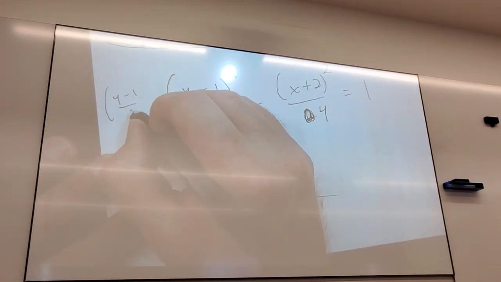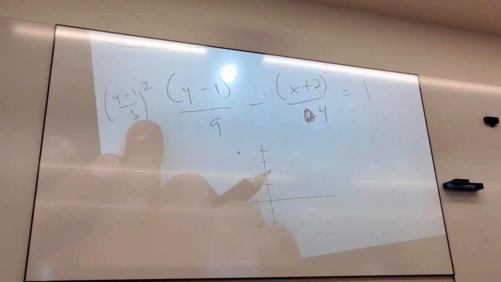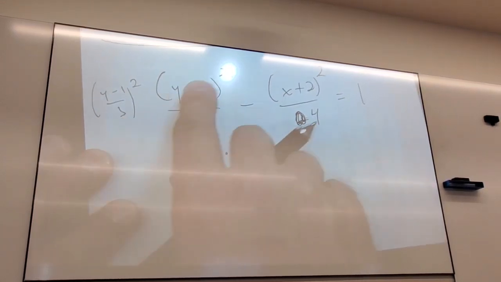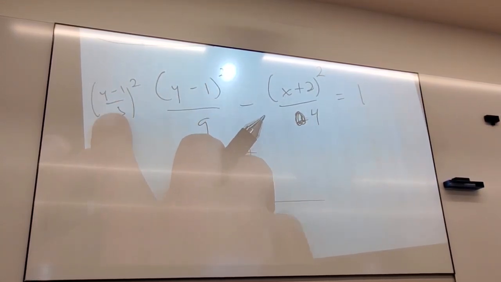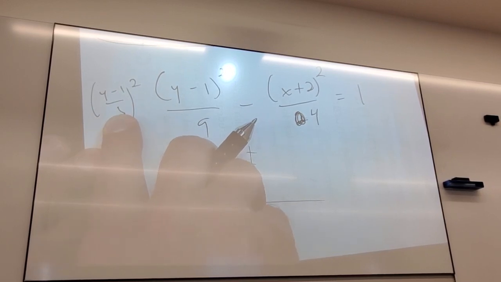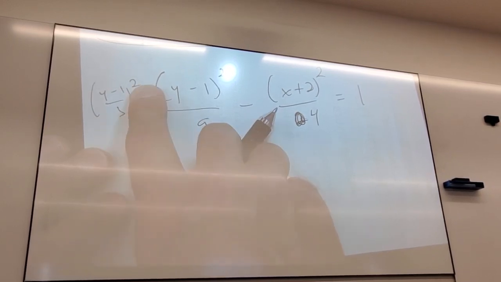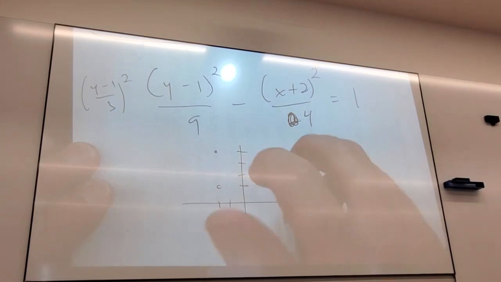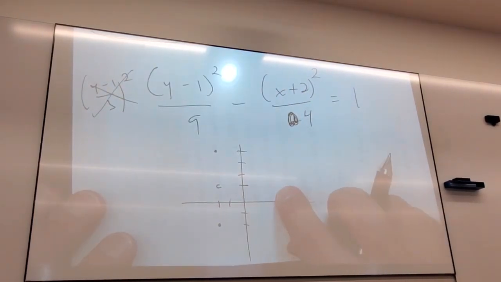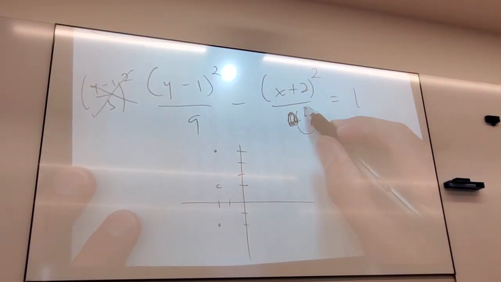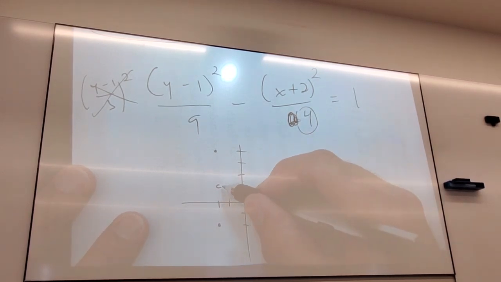Real quick, I'd never do this, but does everyone agree I could rewrite this piece like that? See, the top is squared and the bottom is squared, so I really want to know what that number actually is. That number is actually a 3 that's being squared, right? That's why I go 3 up and down. How far am I going to go away from the center in the x direction? 2, because that's 2. So 1, 2.